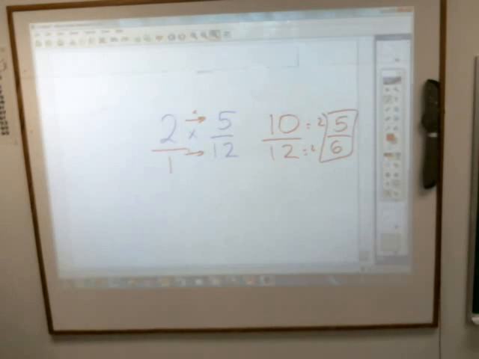That's good. Anybody think they're going to struggle with that? What does the word of mean? Multiply. Perfect.